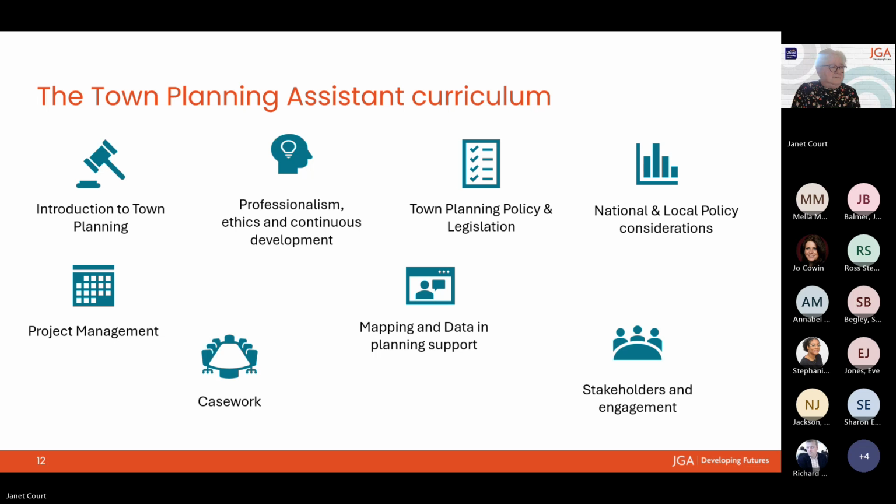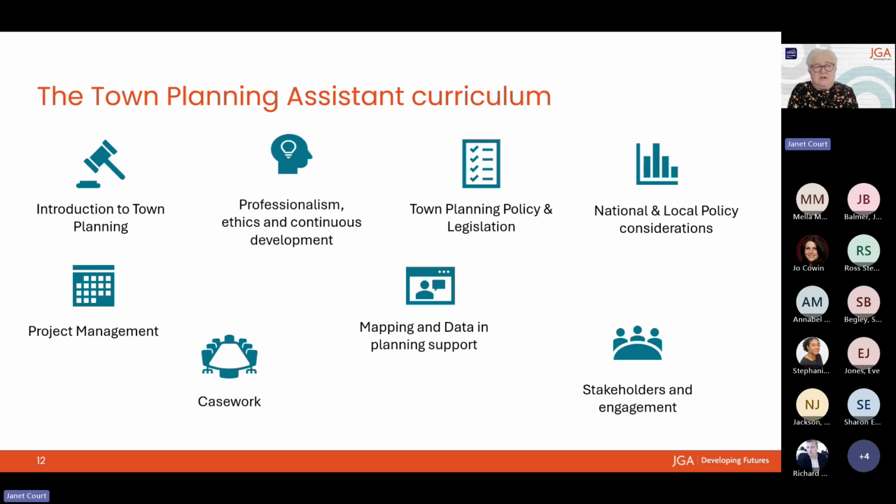So the curriculum, you may have come across this on our website. There are 8 modules. So they've got introduction to town planning. Oh, this is fun, looking out of order. Town planning policy and legislation, national and local policy considerations, project management, casework, mapping and data in planning support, stakeholder engagement, and last but not least, professionalism, ethics and continuous development.